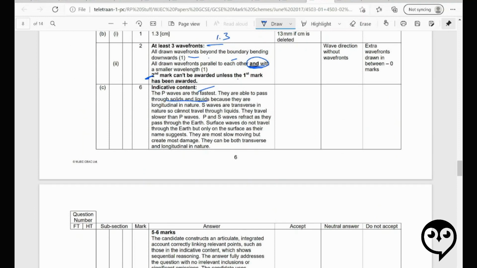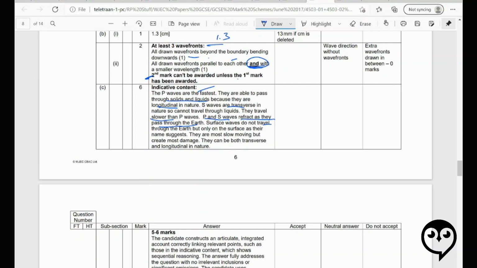They go through solids and liquids, and they're longitudinal. S waves are transverse, and they cannot travel through liquids. They travel slower. And P and S refract as they pass through the Earth, because they'll go through the mantle, through the liquid core. They'll do some refraction.